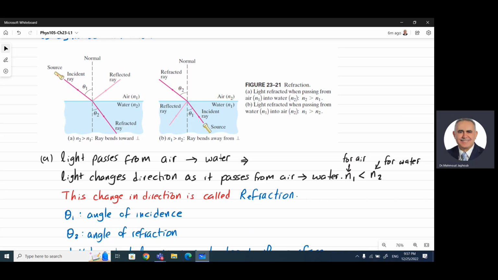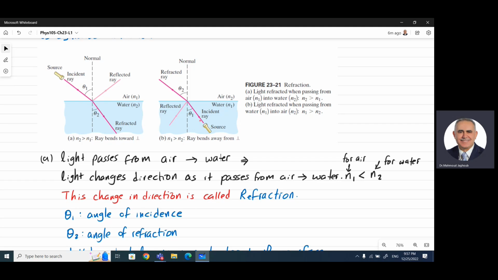لاحظوا هون because it was incident from air to water، كان air is 1 water is 2. هون it is incident from water into air، فwater is 1 and air is 2. Okay. When it is refracted, the light ray or the refracted ray bends away from the normal. يعني يبتعد عن مين؟ يبتعد عن normal.